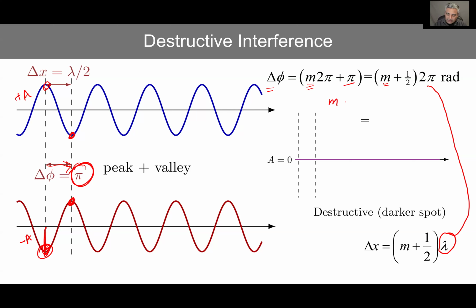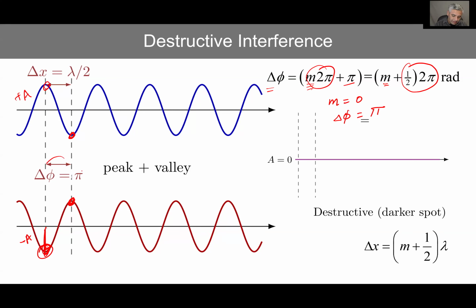Again, what are the values of m? 0, 1, 2, 3, and so on. So for example, for m equal to 0, what happens here? When I use m equal to 0, this becomes 0. So delta phi is exactly equal to pi, or half of 2 pi means pi. And that's the difference you see.